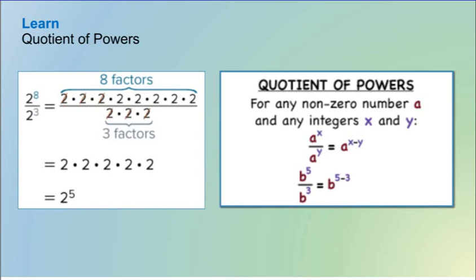So the quotient of powers says for any non-zero number a and any integer x and y, a to the x power divided by a to the y power would be the same thing as saying a to the x minus y. So when you divide like bases, you're going to subtract the exponents. When we multiplied like bases, we added the exponents. So multiplication and division are opposites, adding and subtracting are opposites. So when you divide like bases, you subtract the exponents.